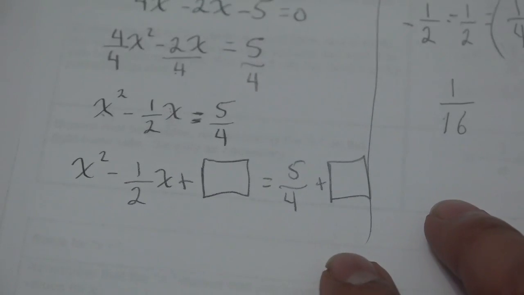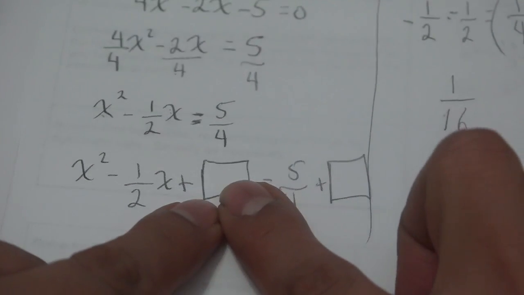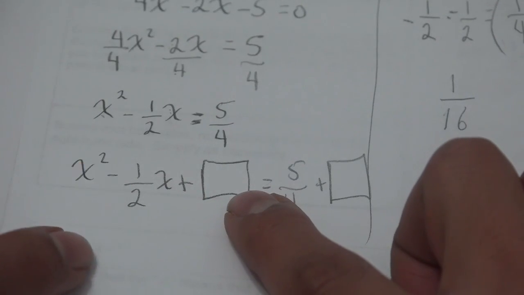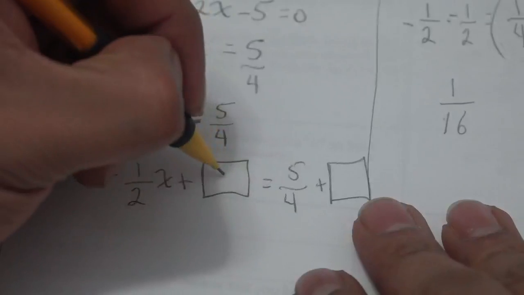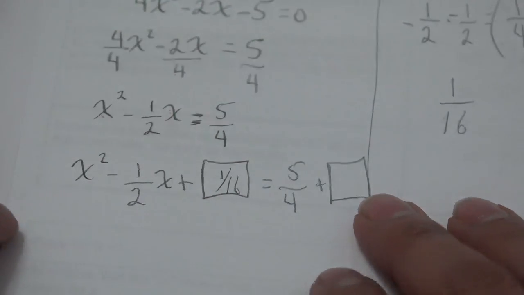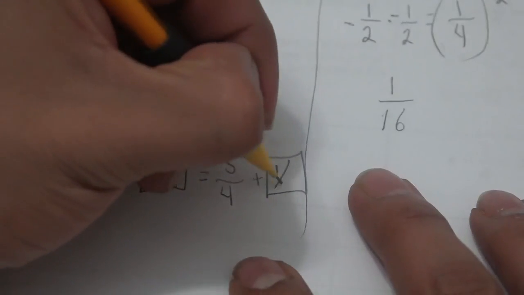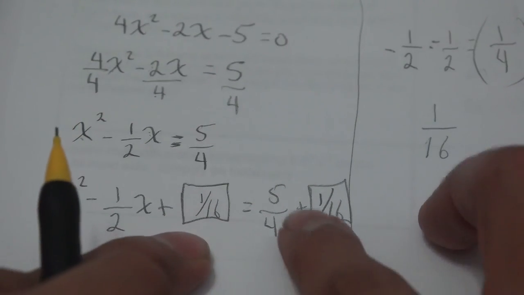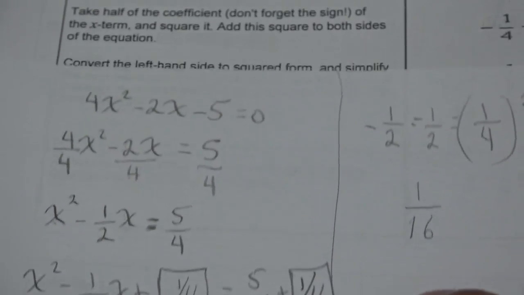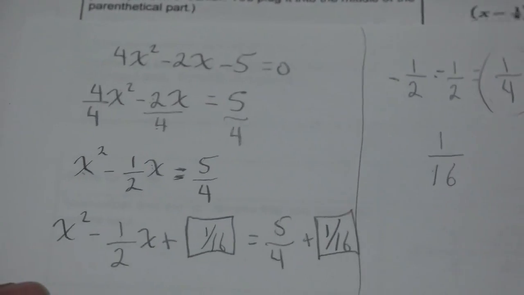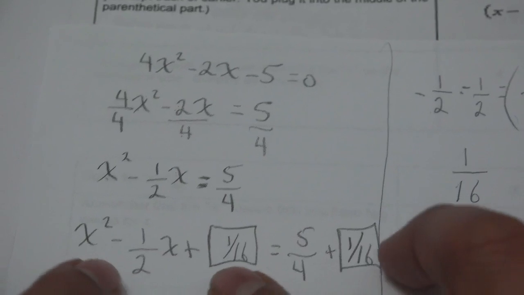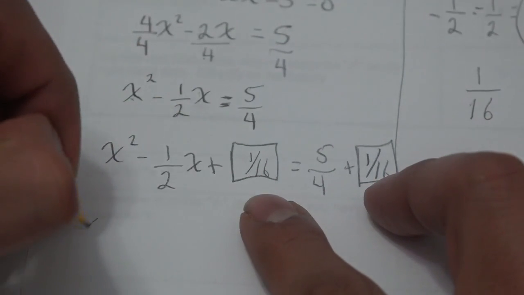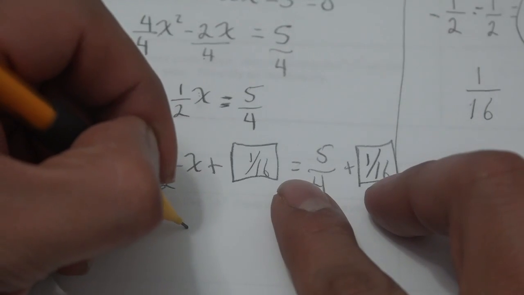That's basically what I'm gonna have. In this box, I'm gonna put the number that I get when I have this and I square it. Okay, so I got 1/16, and I get 1/16 because you take half of the linear term, square it, and then add it to both sides. Okay, what is the next step? Convert this side into a binomial square. Can I turn this into a binomial square? Yes, I can. That is the purpose.